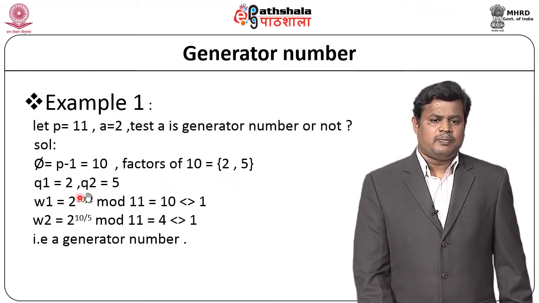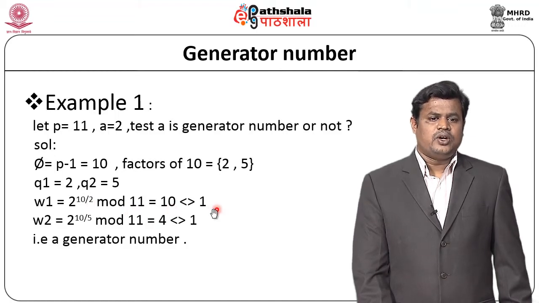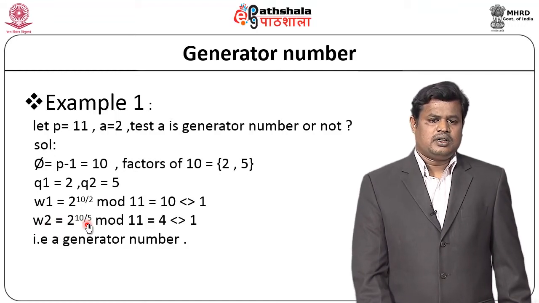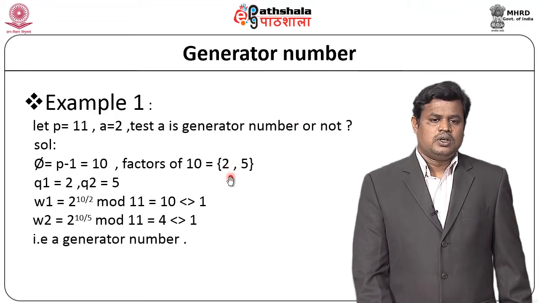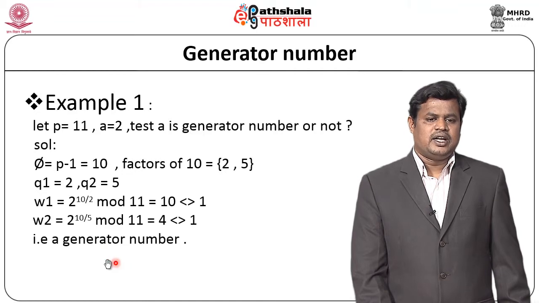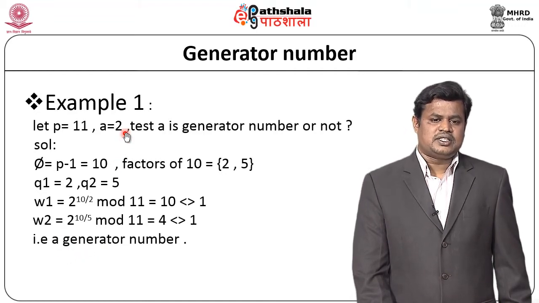So a power phi divided by q1, that is 2, mod 11. Now I am getting 10, which is not equal to 1. Similarly, I do it for the q2 value, that is w2 equal to a power phi divided by q2. Now I get the value mod 11 equal to 4, which is also not equal to 1. According to the final step, when it is not equal to 1, we can say that the number a which I have chosen is a generator. So a is equal to 2, when p is equal to 11, is a generator, because the values are not equal to 1.